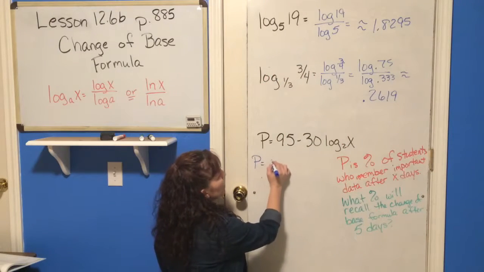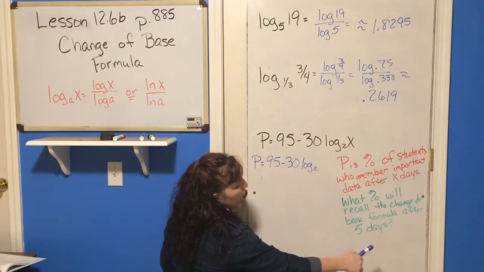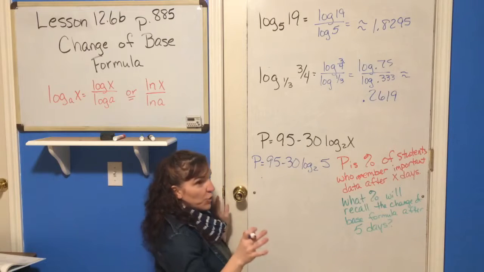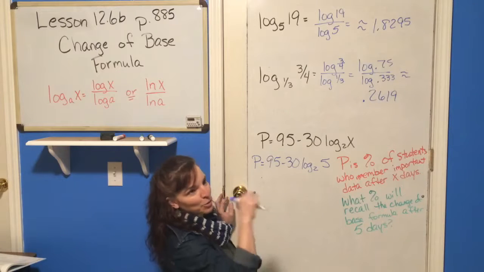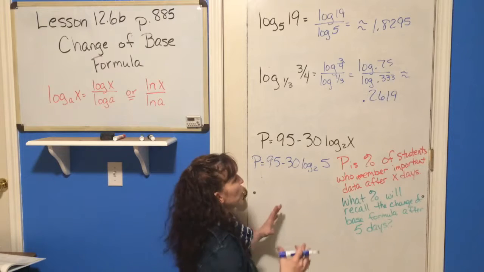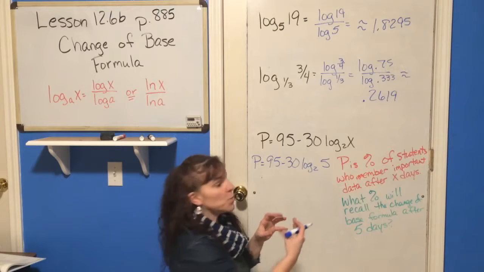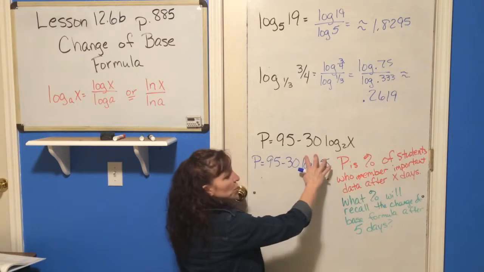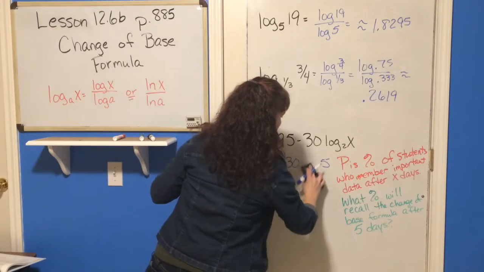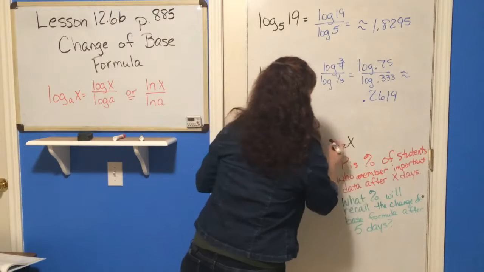So P is going to equal 95 minus 30 times log base 2 of, I want 5 days. If you've got a scientific calculator, you punch it in exactly the way you see it, press equal, and you've got an answer. If you don't, you're going to have to use the order of operations and work kind of backwards. So you'll need to work your log first. And guess what? I wrote down the whole thing wrong. This is the natural log, I believe. This is natural log.